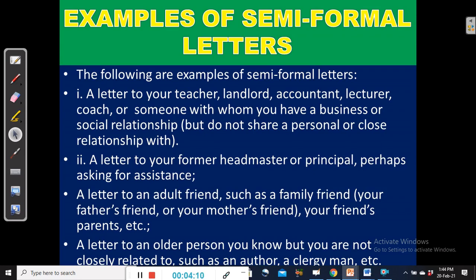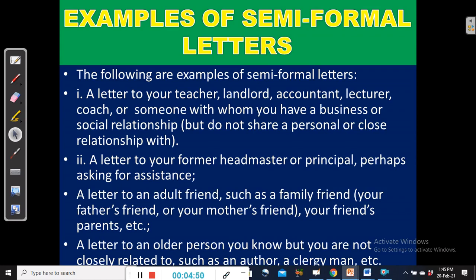I want to emphasize here that if you are writing a letter to the principal of your school and you are discussing an official matter, that is a formal letter. But if you are writing a letter to the principal of your school and you are asking for personal assistance, for instance, then that is a semi-formal letter. All right? So we have to look at what differentiates a semi-formal letter from a formal letter or an informal letter.